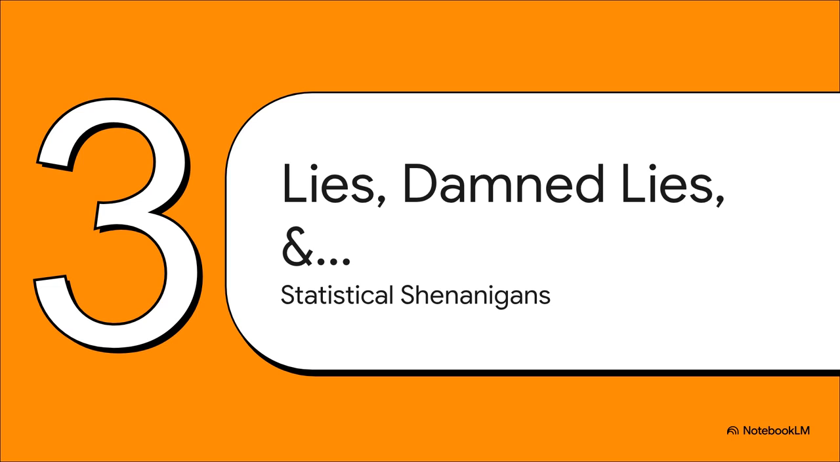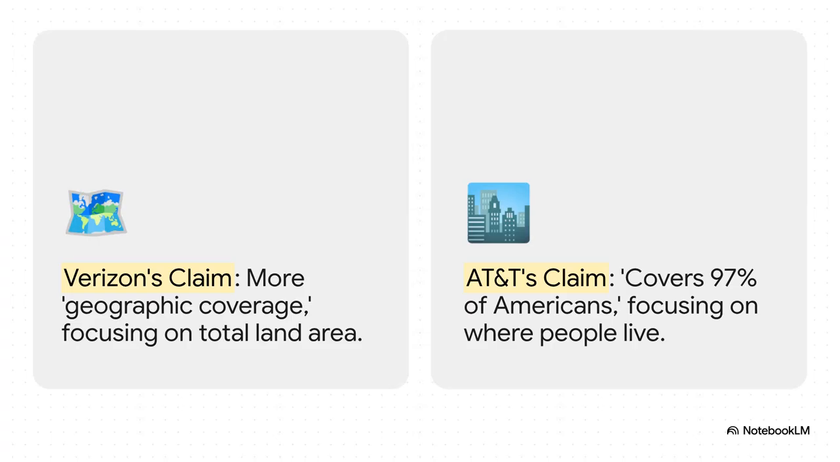Let's do a quick-fire round of some common statistical shenanigans that people use, sometimes on purpose, to try and mislead you. First trick in the book, always pay attention to the unit of analysis. For years, Verizon and AT&T had this huge advertising war built entirely on this idea. Verizon would claim it had better coverage and show you a map of the US that was mostly their color, because they were focused on square miles of land. Then AT&T would fire back saying it covered 97% of Americans, because they were focused on where people actually live.